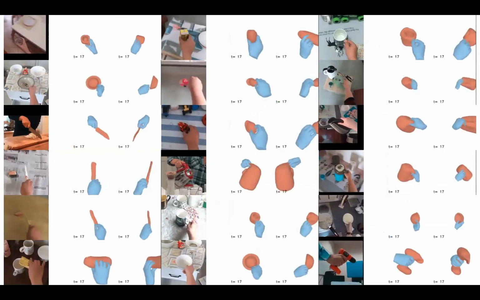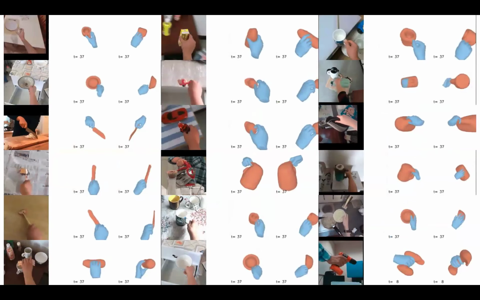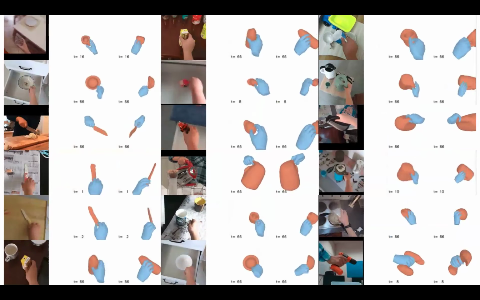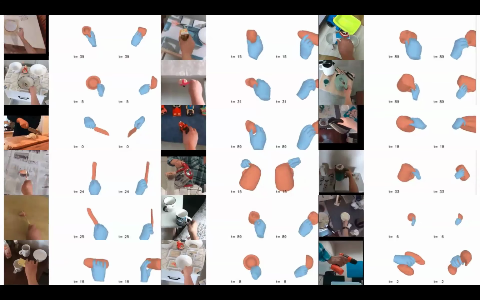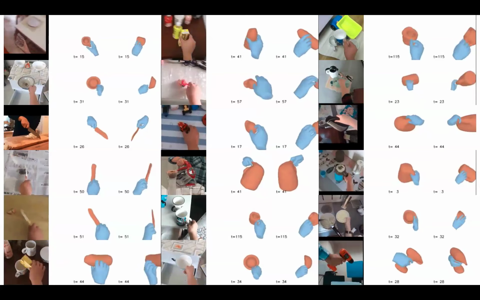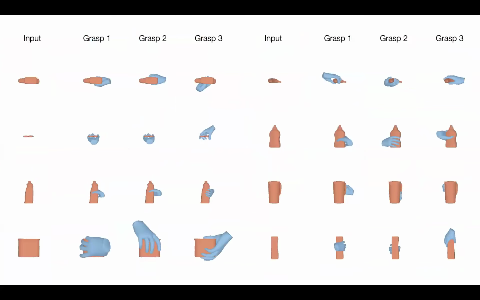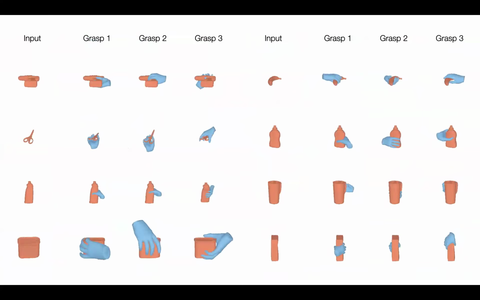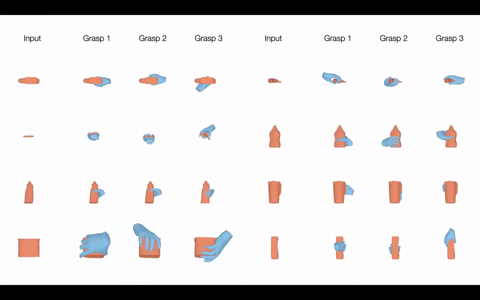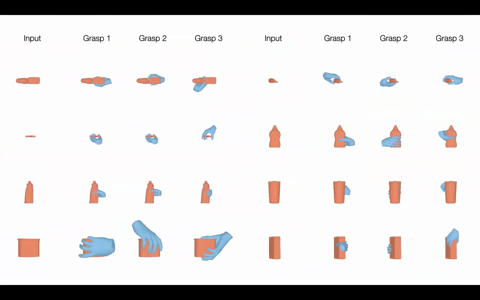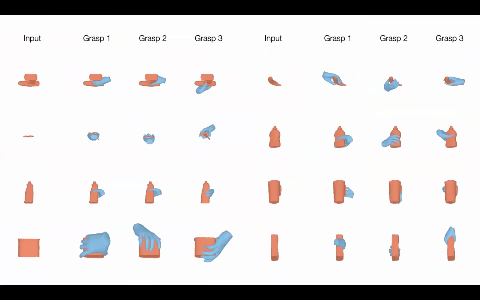All right, so just showing you some results. You'll see the video on the left, and then you'll see the estimated 3D hand and object meshes there, viewed from two different angles. And then this is the grasp generation. So the input is going to be an object shape, an object mesh. And then you'll see 3 different grasps that were generated from different angles.